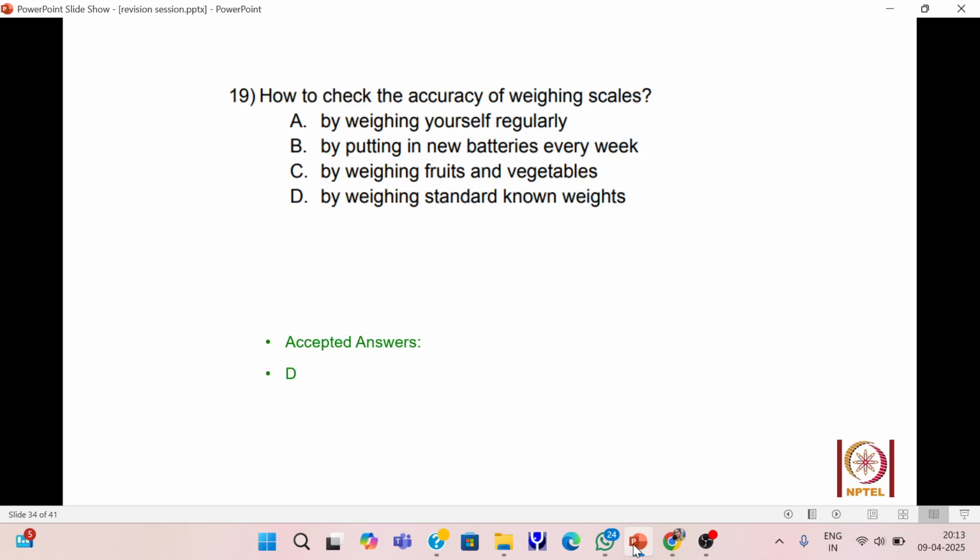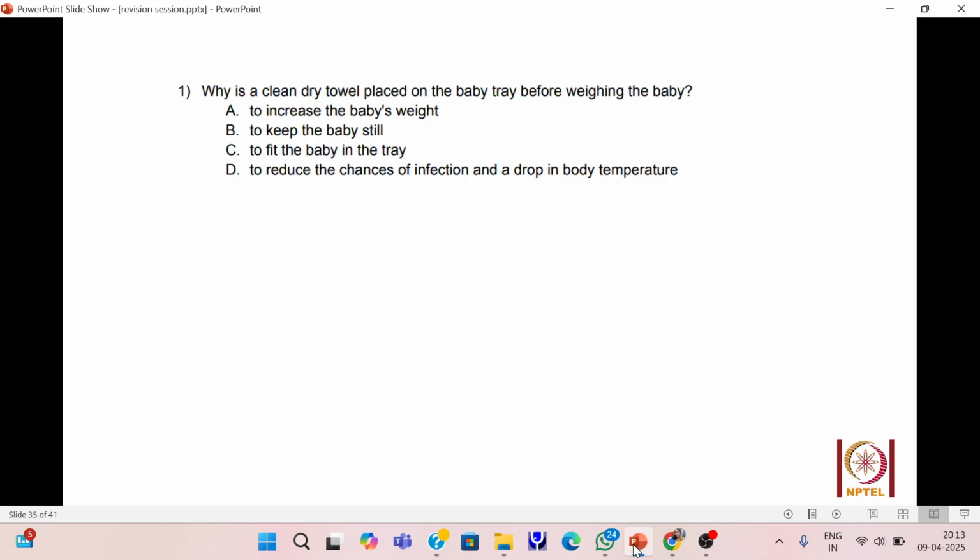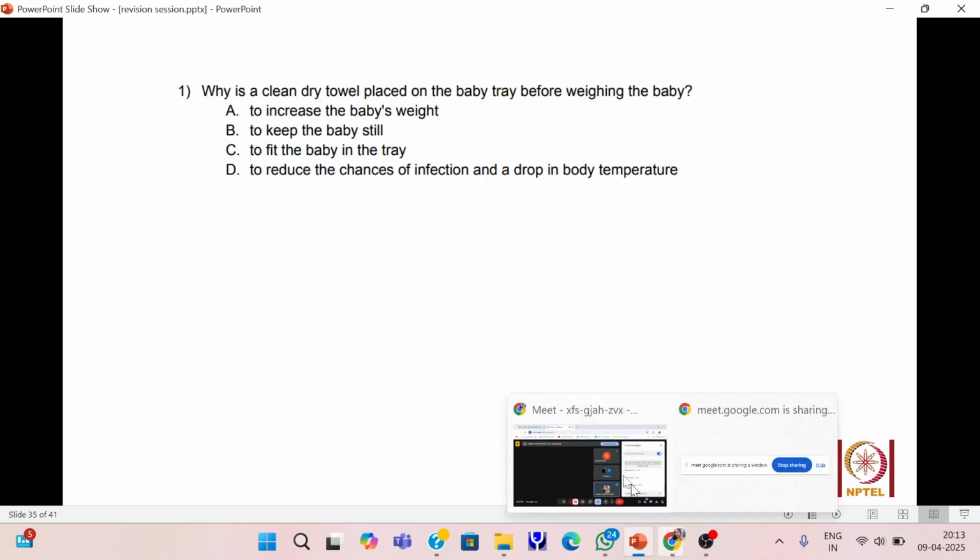The correct answer is D, by weighing standard known weights. Next question. Why is a clean dry towel placed on the baby's tray before weighing the baby? To increase the baby's weight, to keep the baby still, to fit the baby in the tray, to reduce the chances of infection and a drop in body temperature. Start answering.